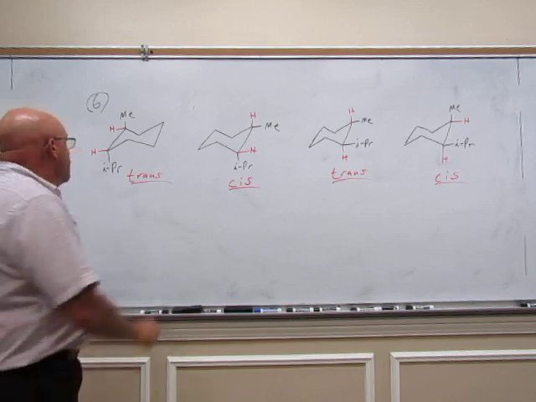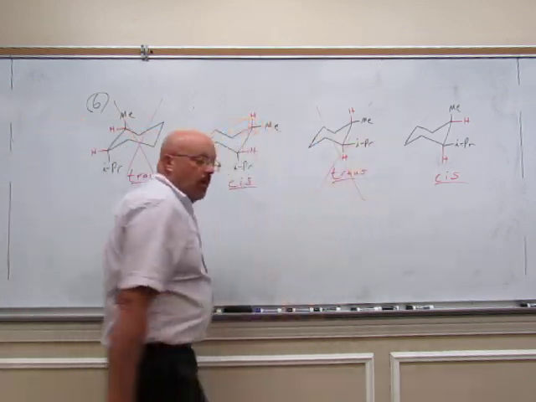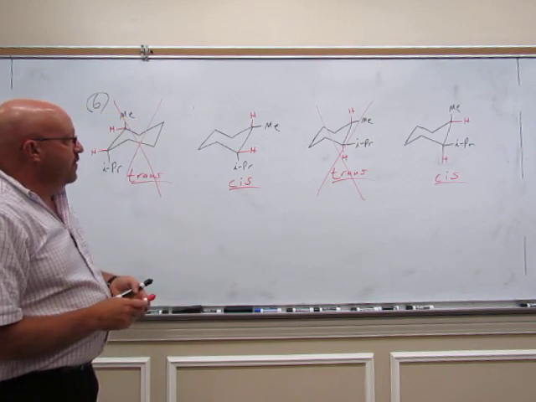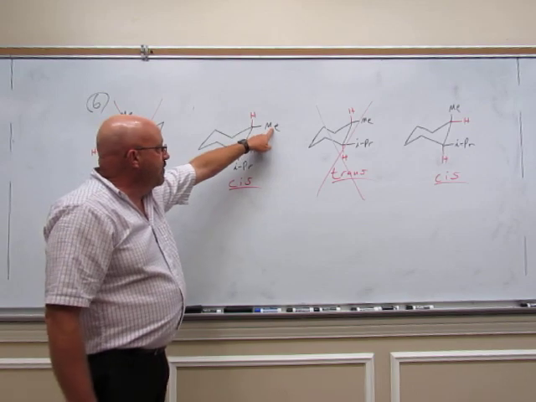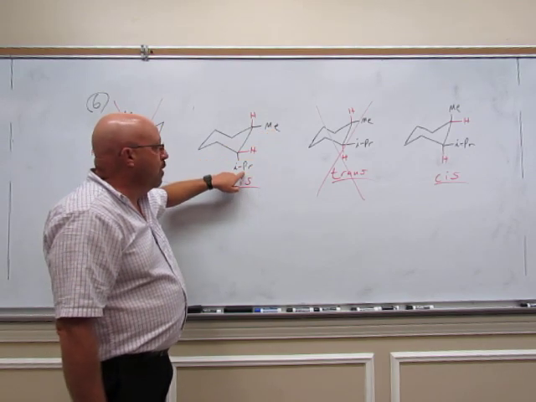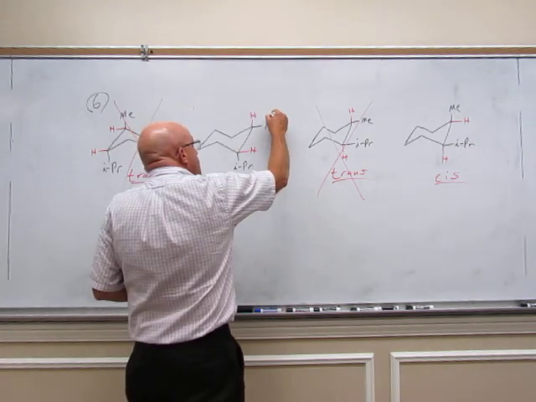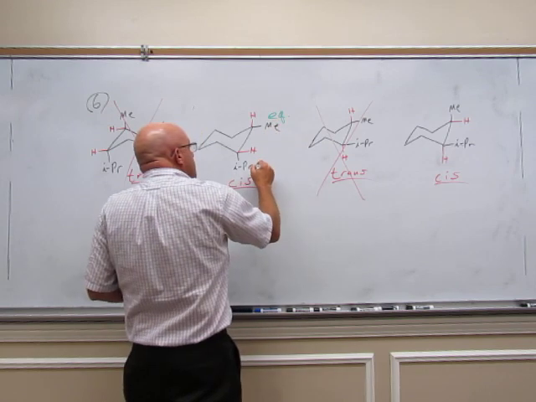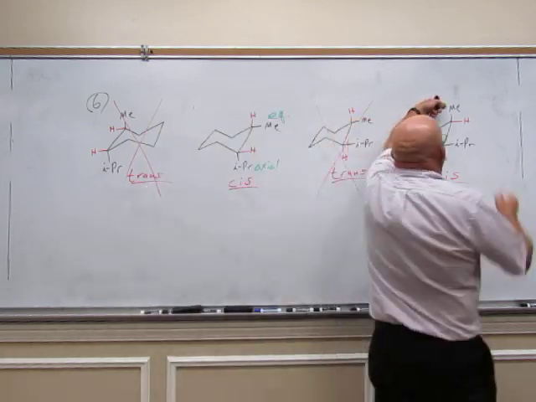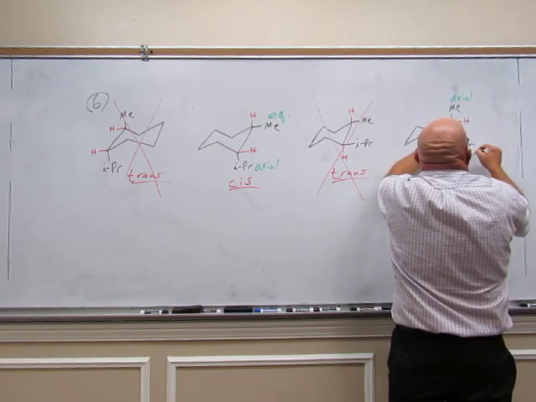So we've got two of them ruled out already. The two that are trans. That's not what the question asked for. The question asked for the cis one. Looking at the two cis, one of them has the methyl in the equatorial, isopropyl in the axial. And the other one has the methyl in the axial and the isopropyl in the equatorial.